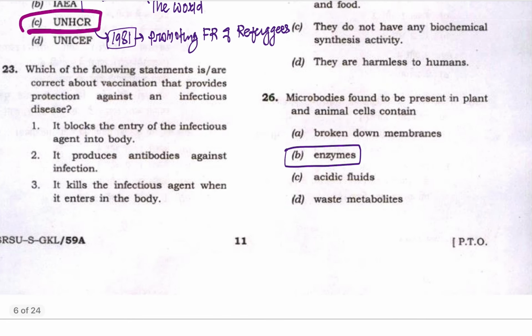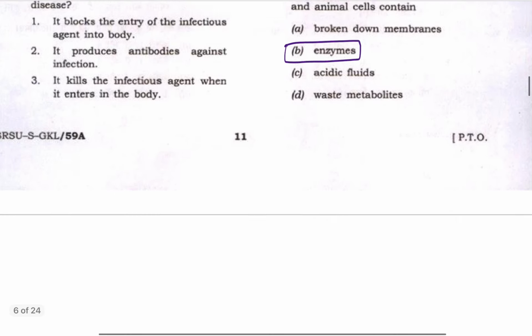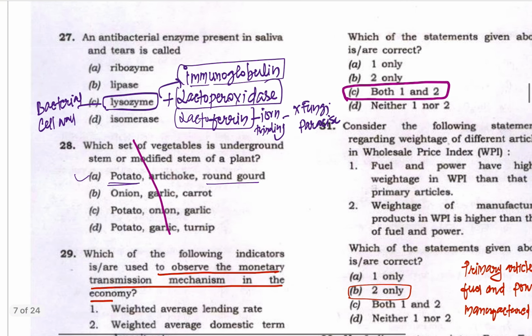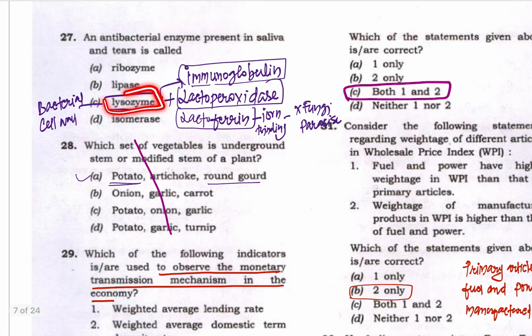Microbodies found to be present in plant and animal cells contain enzymes, right? An antimicrobial enzyme present in saliva is lysozyme. And other important antimicrobial enzymes in the saliva are immunoglobulin, lactoperoxidase and lactoferrin. So these are the important enzymes in the saliva which act as antibacterial, antifungal, antiparasite.